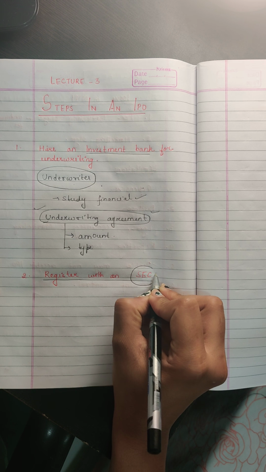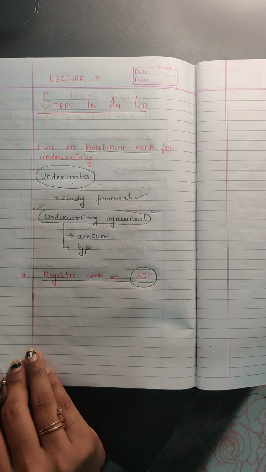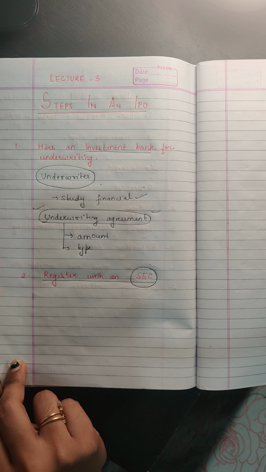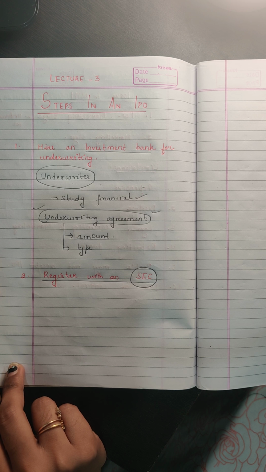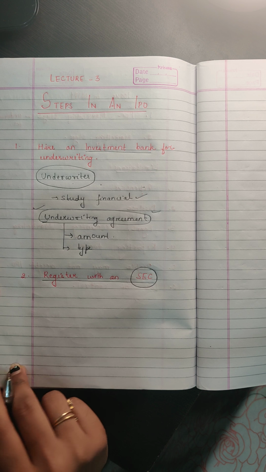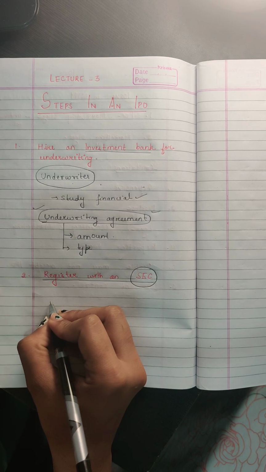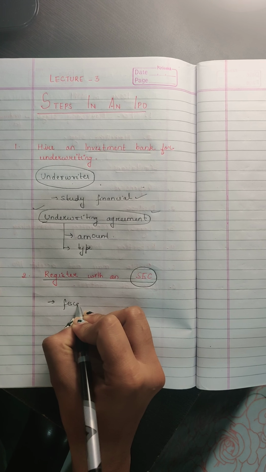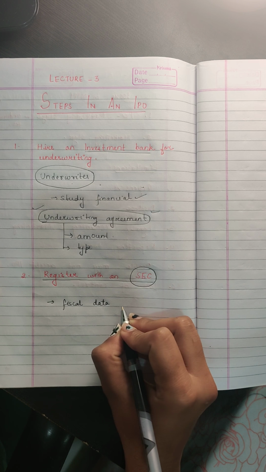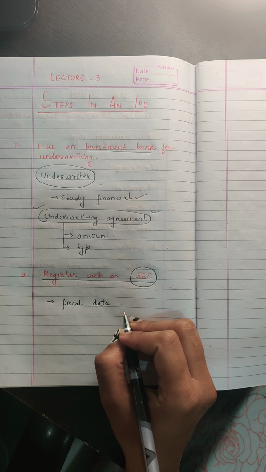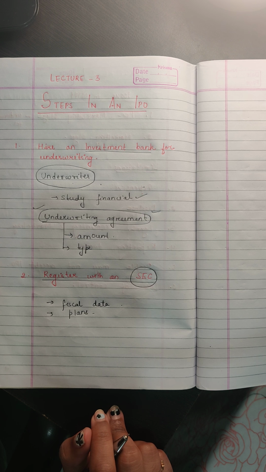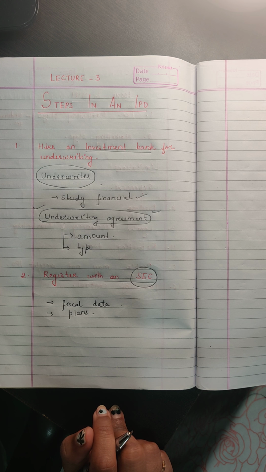SEC stands for Securities Exchange Commission. This is a body to which you have to get registered in order to issue an IPO. The company along with the underwriter will file the registration and they will give details about the fiscal data. They will give details about all the financial transactions over the previous years and the plans of the company, why it is going to do an IPO, and what is the use of the funds that it is going to raise from the IPO.